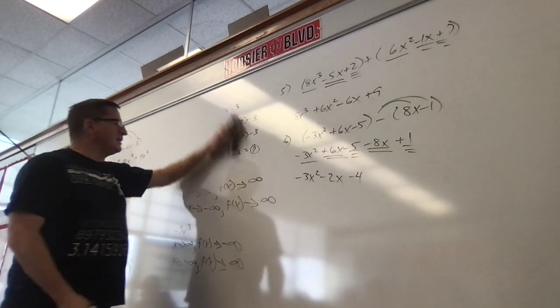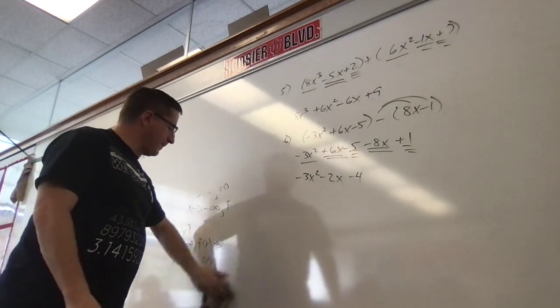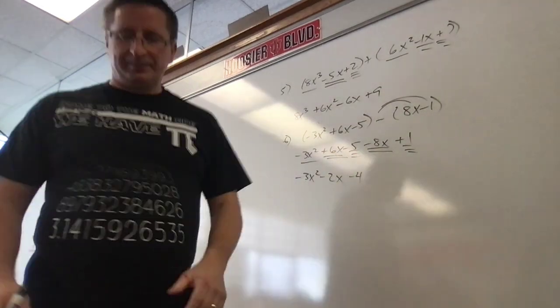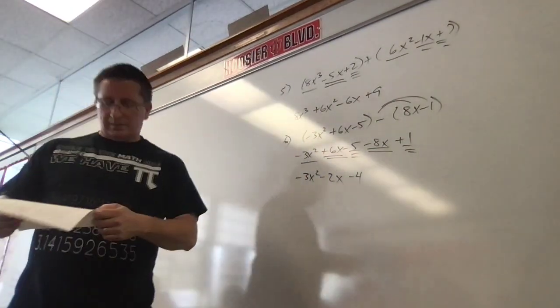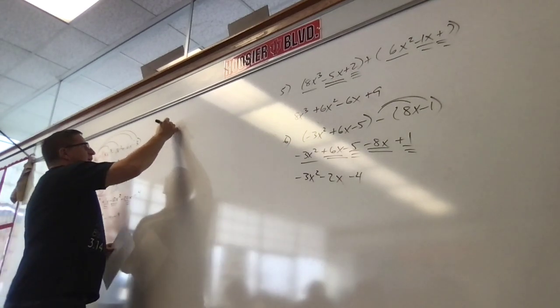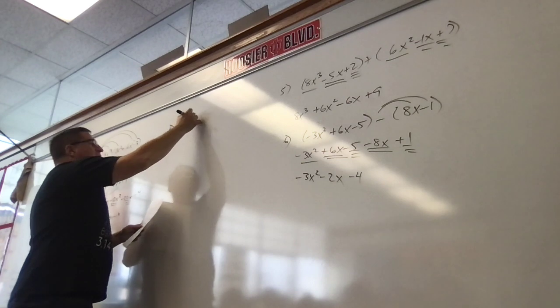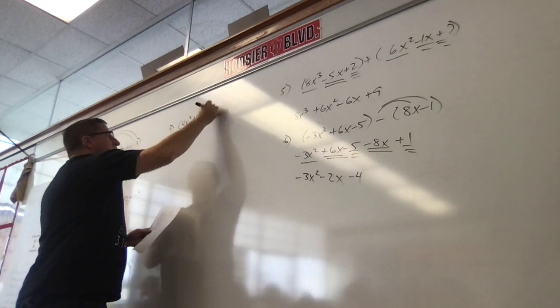What do you think about question 9? Do you think number 9 looks more difficult or less difficult? Very good. It's the same. It's not more difficult. It's just going to take longer. Number 9 is just going to take a little bit longer because instead of 2 terms times 3 terms, you have 3 terms times 3 terms. So you do it the same way. Just going to take longer.